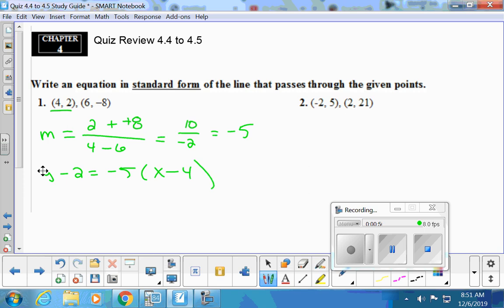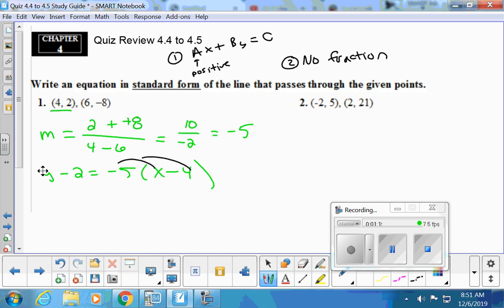Now we want it in standard form. Standard form has two main rules. The main rules for standard form are x and y on the same side, like this, but having A be positive is rule 1. And then rule 2 is no fractions, which we were not going to have trouble with. There's no fractions in this problem.